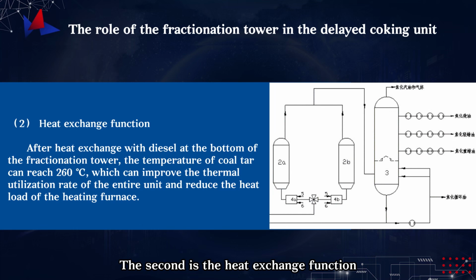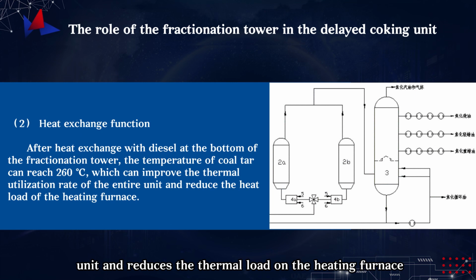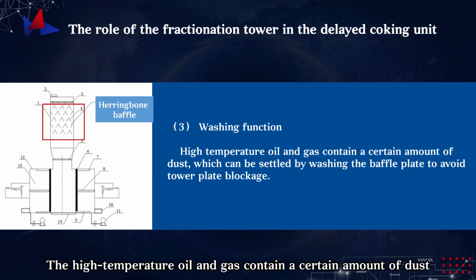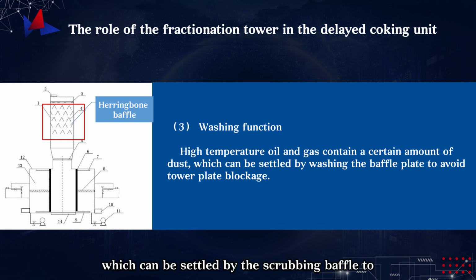The second is the heat exchange function. After coal tar exchanges heat with diesel at the bottom of the fractionating tower, its temperature can reach 260 degrees Celsius. This improves the thermal efficiency of the entire unit and reduces the thermal load on the heating furnace. The third is the scrubbing function. The high-temperature oil and gas contain a certain amount of dust, which can be settled by the scrubbing baffle to prevent clogging of the trays.